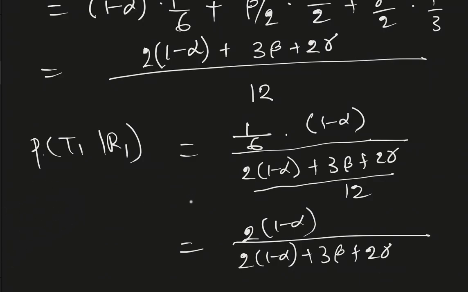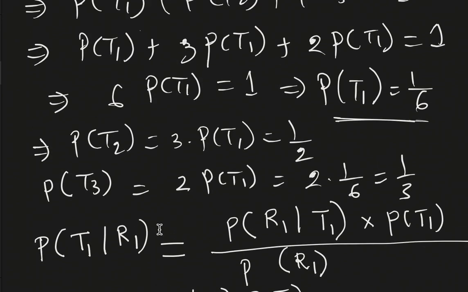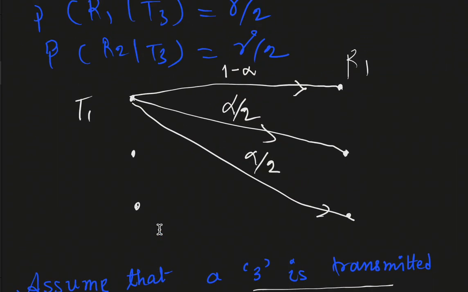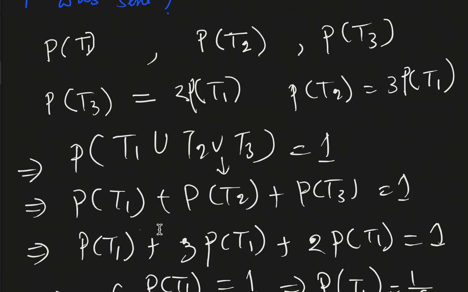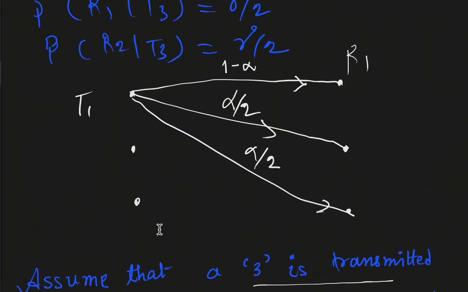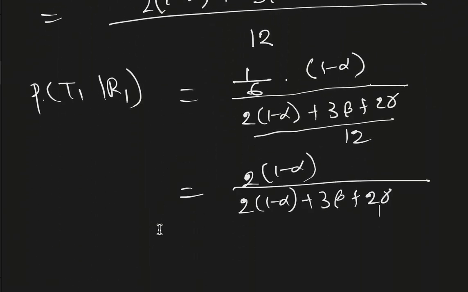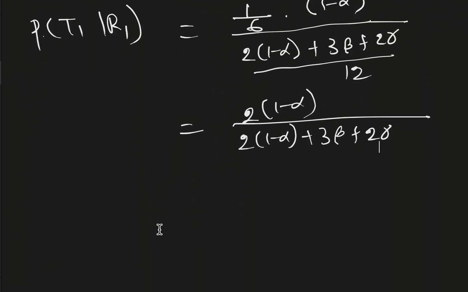That is the probability that, although I am giving a signal from T1 with probability 1/6, I am getting the right signal at R1: 2 into 1 minus alpha over 2 into 1 minus alpha plus 3 beta plus 2 gamma. So that's it. Now let's move over to the second question.